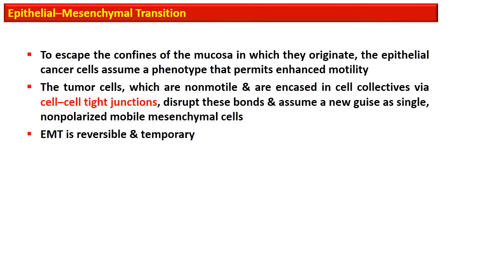For the initiation of this local invasion, the tumor cell should transform into a mesenchymal phenotype, as the epithelial cells are bound together by tight junctions. They are not motile and they cannot invade. So these cell-to-cell tight junctions are lost, and the tumor assumes a new phenotype, a non-polarized mobile mesenchymal cell. This transition from epithelial to mesenchymal cell is reversible and temporary.